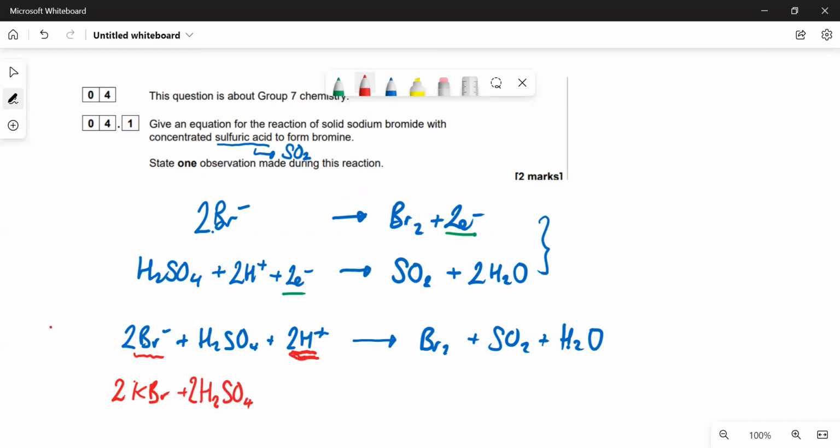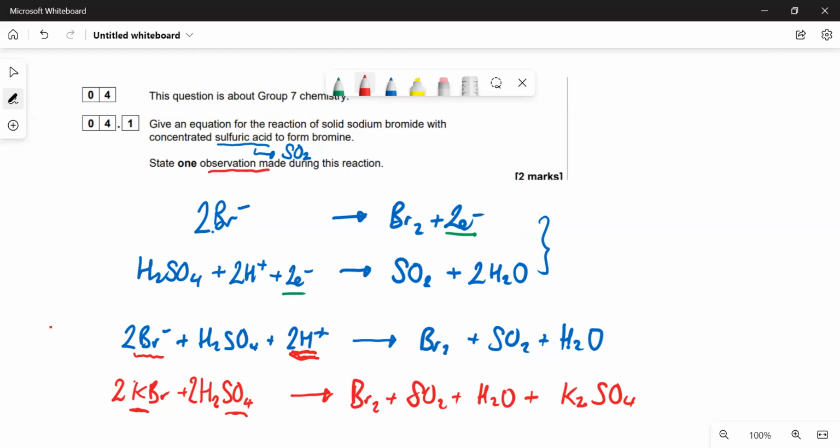Another sulfuric acid, another sulfate ion for that one. And that's going to go to Br2, SO2, H2O. And what happens to those spectator ions? Well, the K plus ions and one of the sulfates from the sulfuric acid are going to form potassium sulfate, K2SO4. So if you don't like ionic equations, that's the answer there. But ionic is fine.